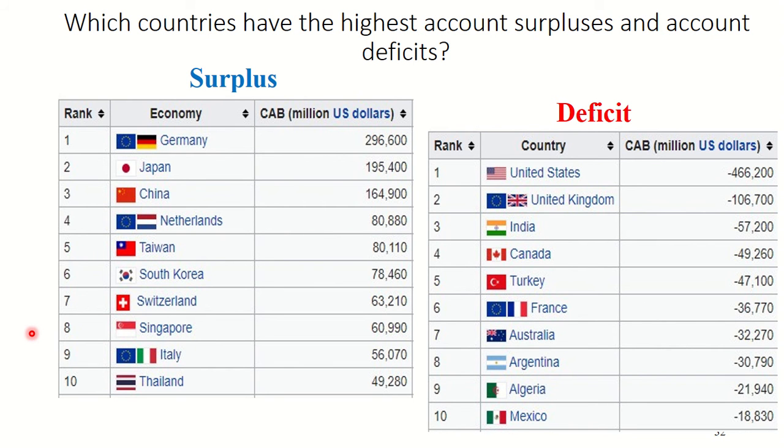Here's our current account, right? Which countries have the highest account surpluses and account deficits? Well, you can see the United States has a huge deficit, right? And Germany has a huge surplus, okay? Is that good, bad? What does that mean? Well, let's talk about it.